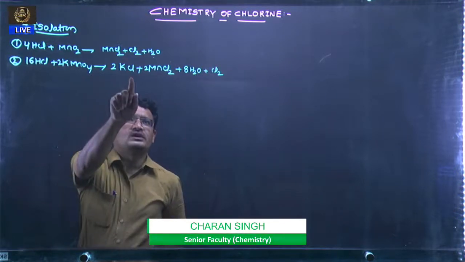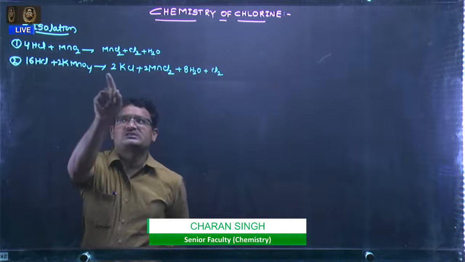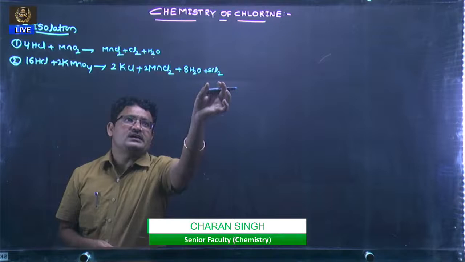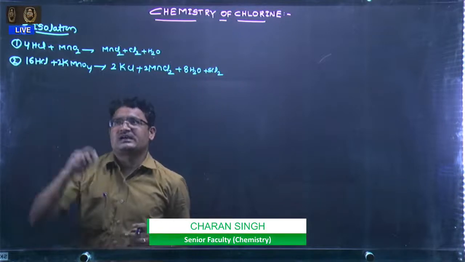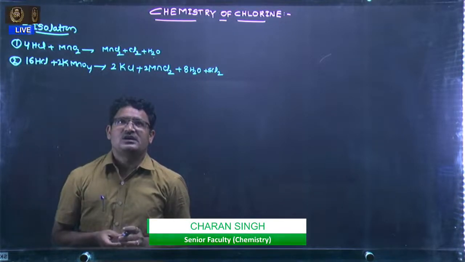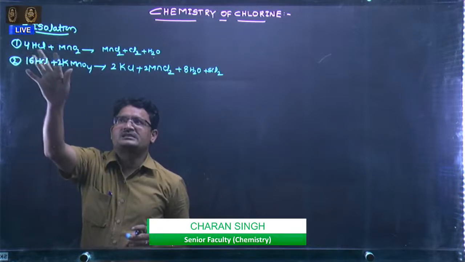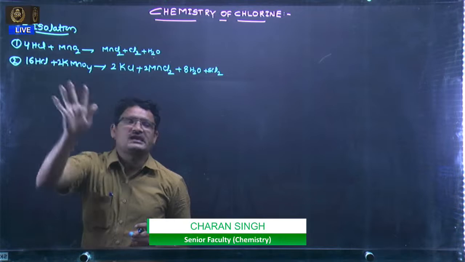Here 2 chlorine, here 2, 4; 4 plus 2 is 6. Now here take total 10, so 10 plus 6 total is 16 HCl. So this is how chlorine is prepared. Chlorine can be prepared from hydrochloric acid and MnO2, and from hydrochloric acid and KMnO4.